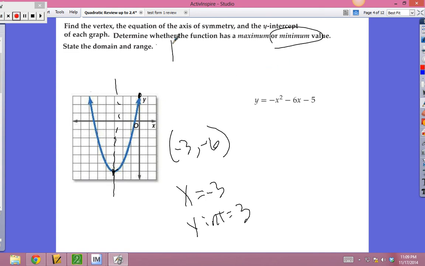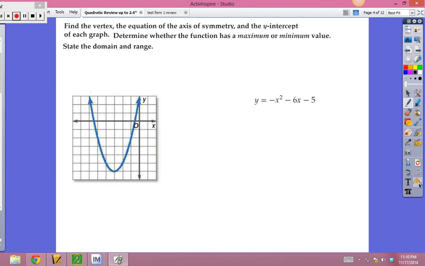The domain and the range. The domain is how far to the left and how far to the right. This is going to go up and left forever, up and right forever. The domain for all parabolas is everything. Negative infinity to positive infinity, everything in between. It's all real numbers. The range varies from quadratic to quadratic. Okay, the range is how far up, how far down. It goes up forever. And at the lowest point, which is the minimum, happens at negative 6. So the range, y is anything as long as it's greater than or equal to a negative 6.